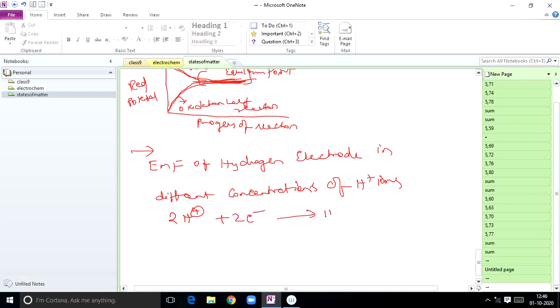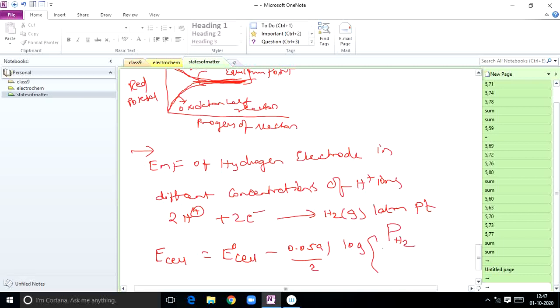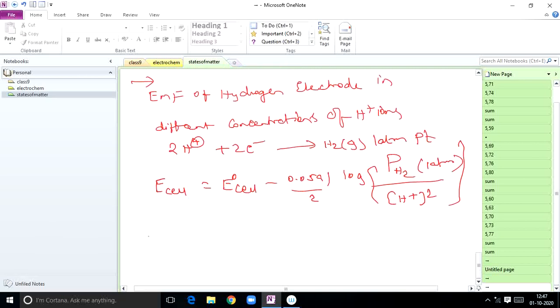2H plus 2 electrons gives rise to H2 gas at 1 atm pressure, and platinum is the electrode. So for this, if you apply Nernst equation, E cell is equal to E naught cell minus 0.0591 by 2 into log of, here hydrogen you have to express it in terms of partial pressures because it is not molar concentration. So P hydrogen at 1 atmosphere divided by concentration of H plus whole square. Okay, this is the Nernst equation we have applied for this SHE.